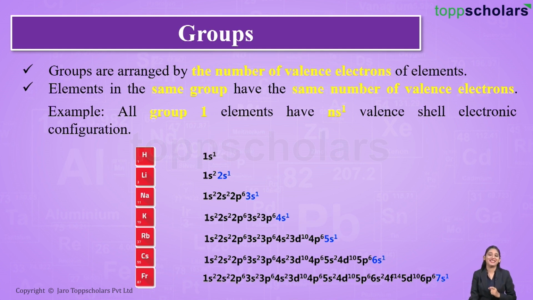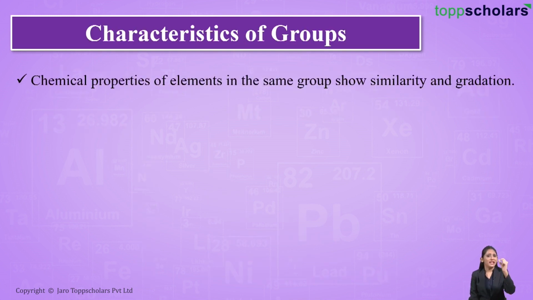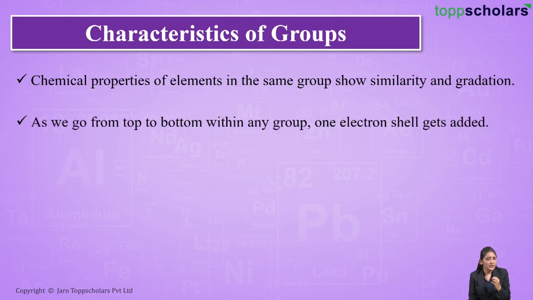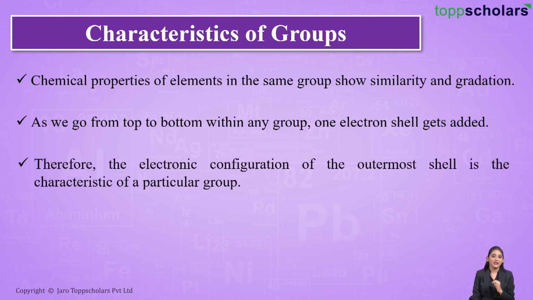Yes, 2 valence electrons. Now friends, the chemical properties of elements present in the same group show similarity as well as gradation. Why is this so? This is because as we go from top to bottom in any group, one electron shell gets added. And because of this, the electronic configuration of the outermost shell becomes the characteristic of a particular group.